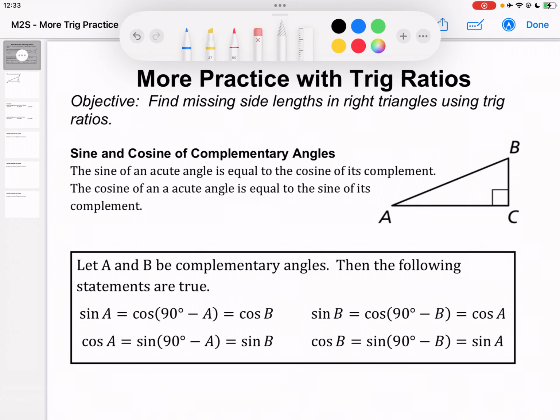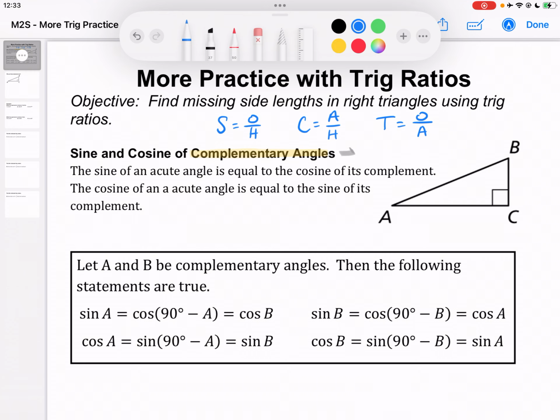Previously we talked about the three main trig ratios being sine, cosine, and tangent. Specifically, sine is opposite over hypotenuse, cosine is adjacent over hypotenuse, and tangent is opposite over adjacent. So we learned about SOHCAHTOA, those three main ratios. Today we are going to continue using those three main ratios, but we'll also talk briefly about complementary angles.